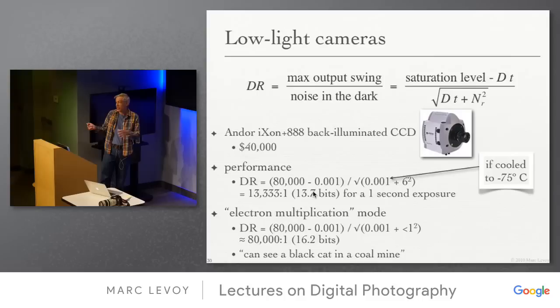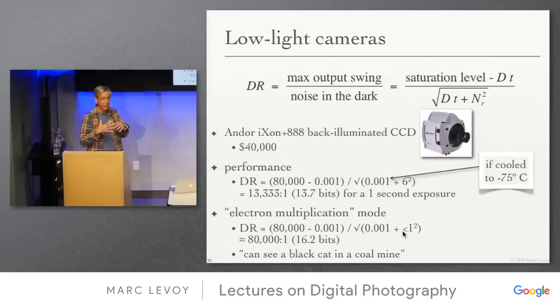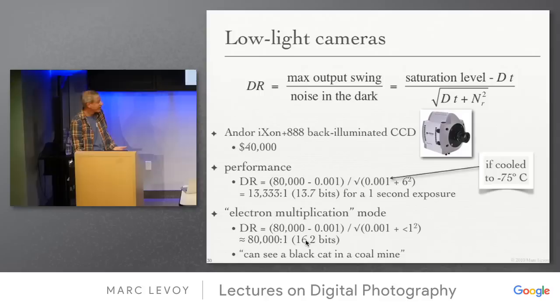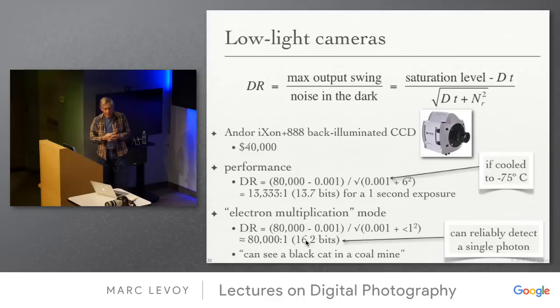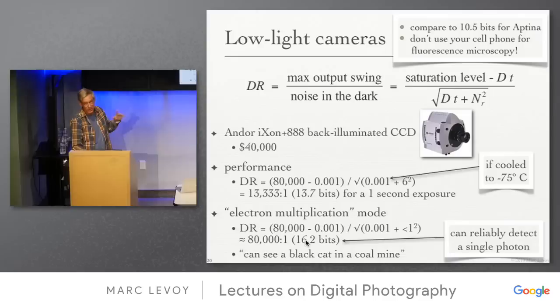So it makes the read noise almost disappear because it's multiplying the electrons before it reads them out. And so the dark current's already low, the read noise is now insanely low, and so you have 80,000 to 1, essentially, which is 16 bits. If you look at that, you'll say, well, that means it could detect a single photon. Well, yes, this camera can detect a single photon reliably. As my biologist friends like to say, it can see a black cat in a coal mine. So compare that to the 10.5 bits for the Aptina. So lesson, if you're doing fluorescence microscopy, don't use your cell phone. Use a camera like this.